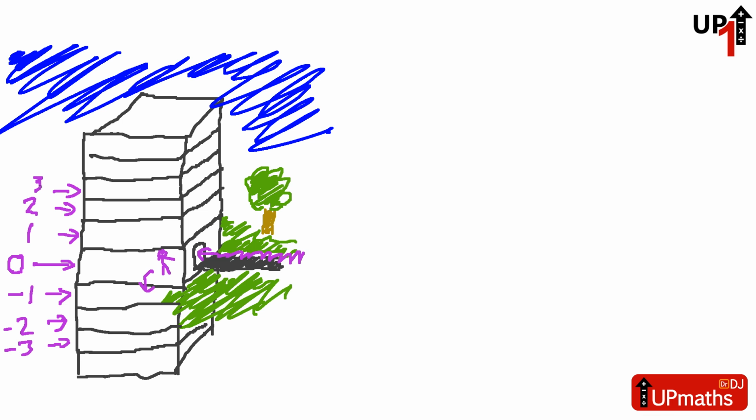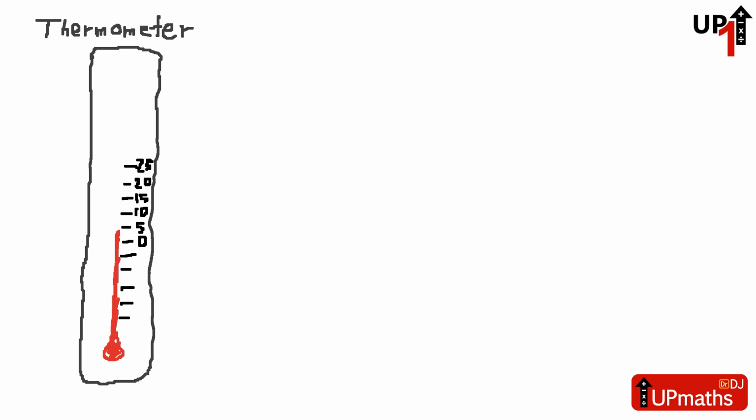Let's do another one. Temperatures. Let's look at this thermometer. This is a bit old-fashioned. Thermometers now you can just look at a digital readout. But a long time ago, there used to be thermometers that looked like this, and there was a liquid inside. This red thing's a liquid, and that would go up or down depending on how hot it was. Anyway, let's look at this old-fashioned thermometer.